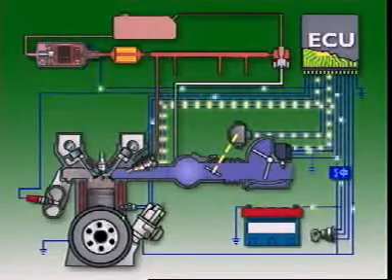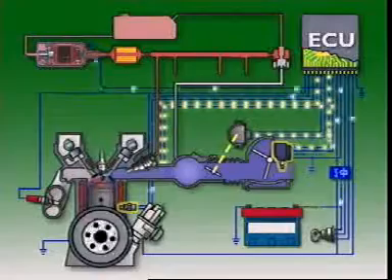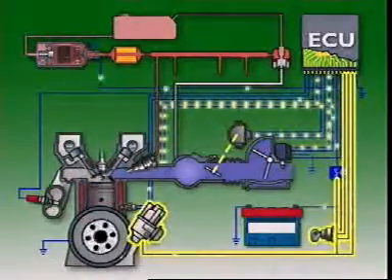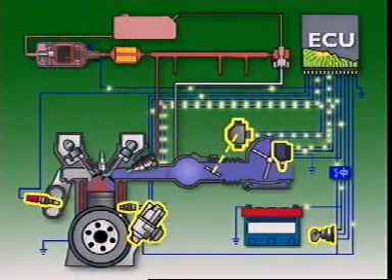The varying signals can be supplied by variable resistors, by switch contacts, by voltage pulses from the ignition system, or by sensors.